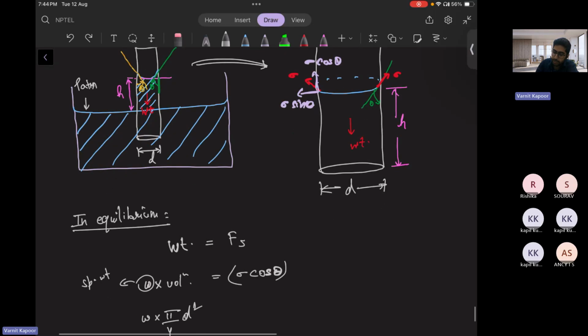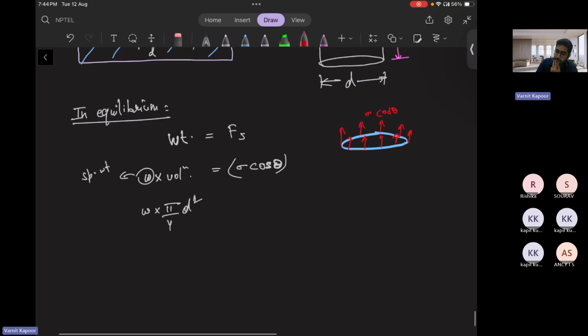So how is it acting? Let me also help you to visualize. Surface tension force component is acting like this over the whole surface. That is sigma cos theta into pi into diameter. So that is it: sigma cos theta pi d.